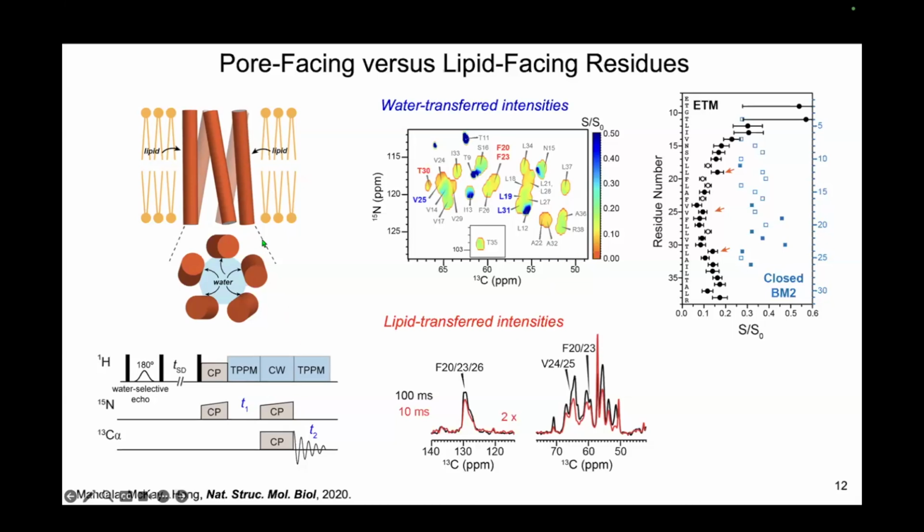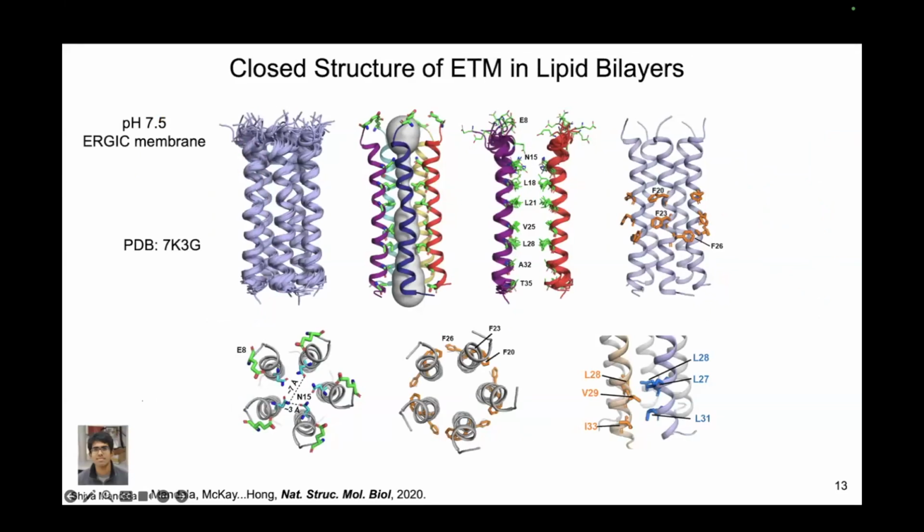We can also switch the initial magnetization source to transfer from lipids, and in that way we can figure out that, for example, these phenylalanine residues are more lipid-facing because they get their magnetization from lipid protons more readily. So when we combine the backbone conformation from chemical shifts, the quantitative carbon-fluorine interhelical distances, as well as these water-facing and lipid-facing topological constraints, we can then obtain a high-resolution structure of the E transmembrane peptide.